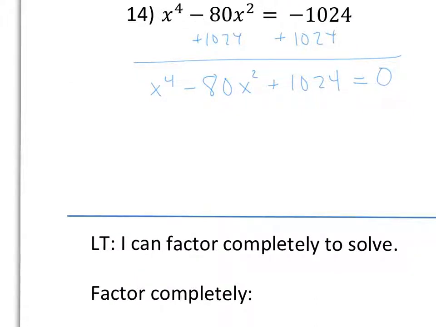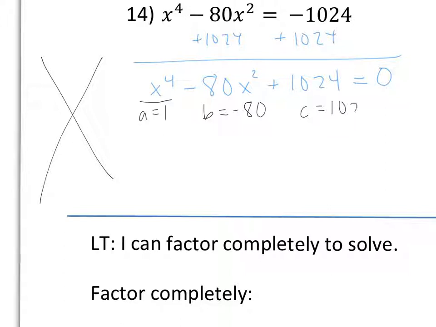Since a, the coefficient in front of x to the fourth, is 1, I'm going to use the diamond method to factor, and a is 1, b = -80, and c = 1024. And I'm going to ask myself, what are the factors of 1024 that when added together give me -80? And those factors are -64 and -16.